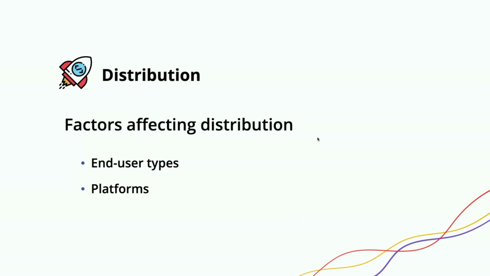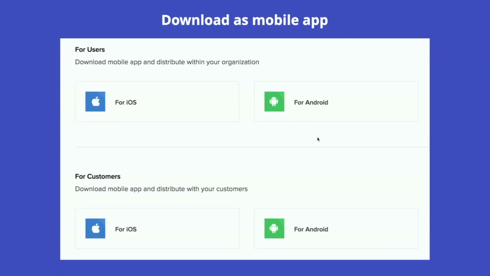Since we saw that there are two different types of business users, one is an employee user, one is a customer, and we have two platforms, you can do distribution for all four of them. If you have employees using an iOS device, employees using an Android device, customers using an iOS device, and customers using an Android device, you can download your Creator application as a mobile application and distribute it to them.